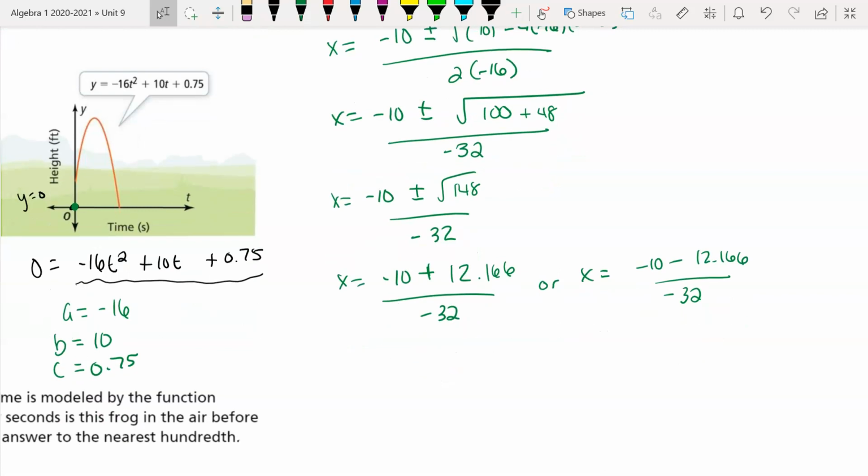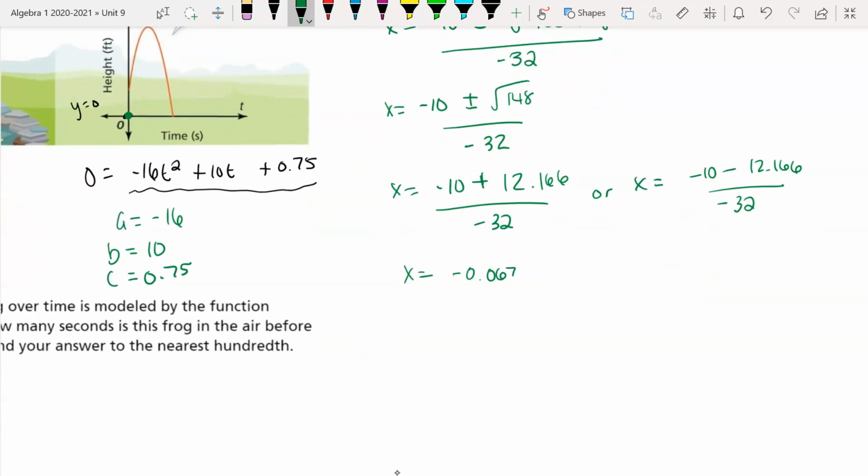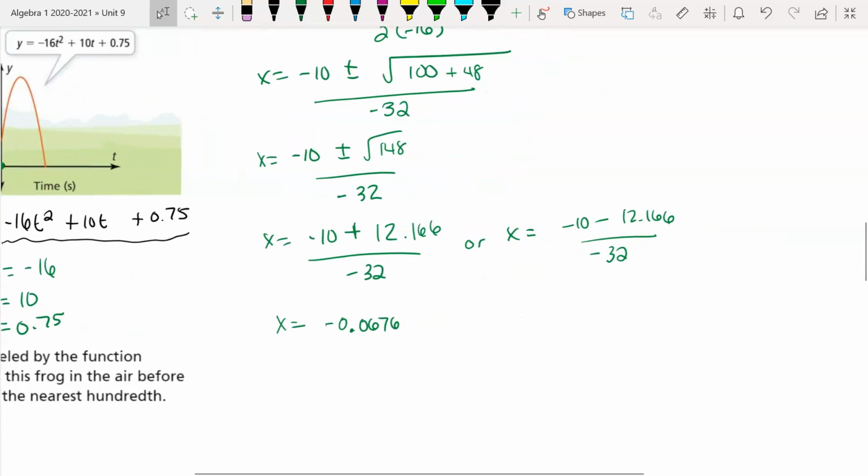So let's type these in. The first one, I don't know if you guys noticed, but you should get a negative answer. So here's the issue with this one. So 12.166 minus 10 divided by 32, that is negative. So I get negative 0.0676. Are you ever going to have a negative time? The answer is no, so I know this one has to be the answer that works.